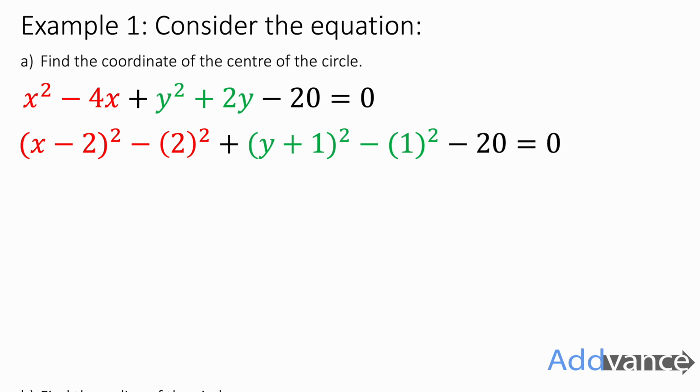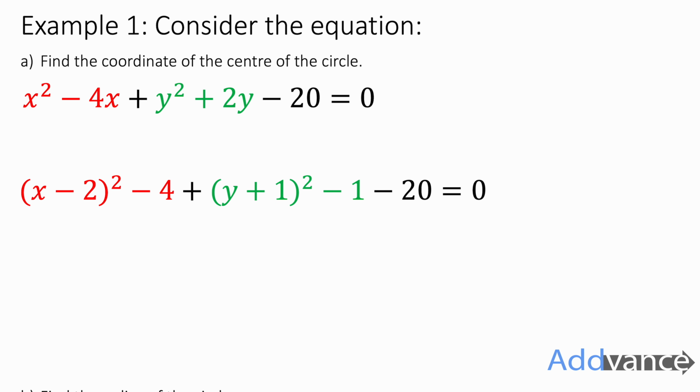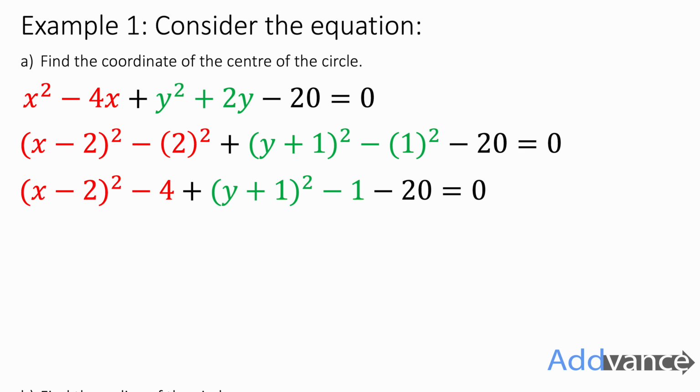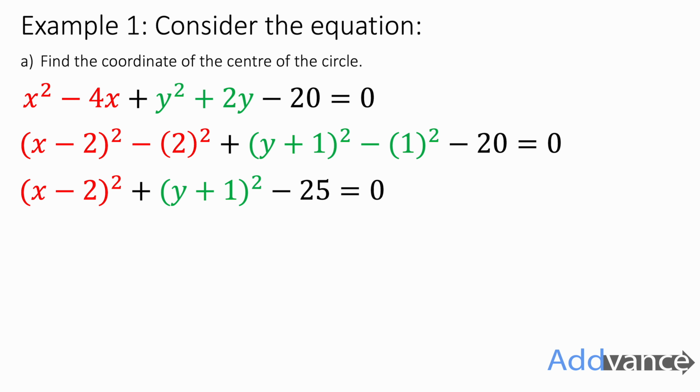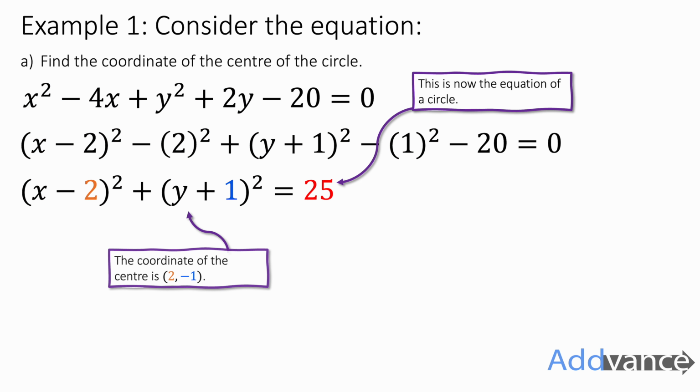Now the y squared plus 2y, you complete the square to get (y plus 1) squared minus 1 squared. And the minus 20 on the end stays the same. And it's still equal to 0. We can simplify this by squaring those numbers. And the minus 4, the minus 1 and the minus 20 combine to be minus 25. And we can move that minus 25 to the other side to make it positive 25.